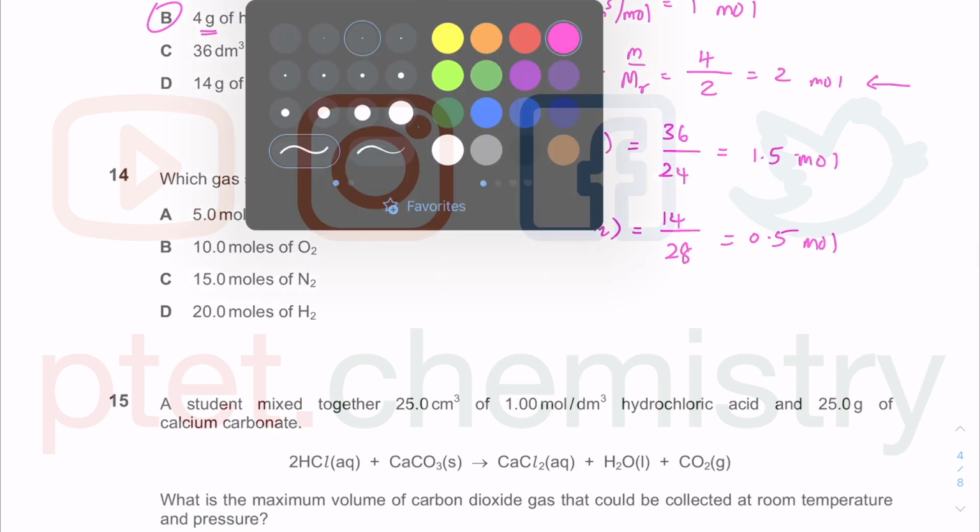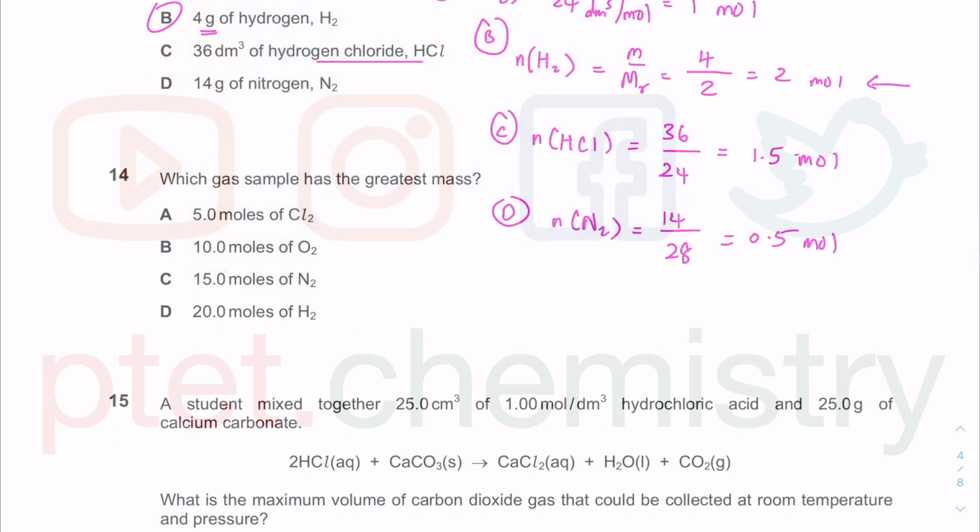Number 14 is like this previous question, but in reverse order. You want the greatest mass. So if we have mole is equal to mass over Mr, so what do we have? Mass equal to mole times Mr. So rearranging this equation, move up the Mr times the mole.